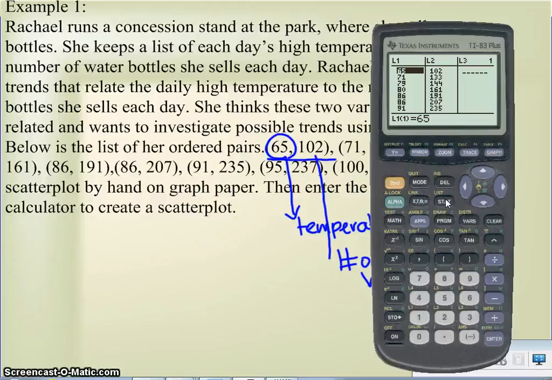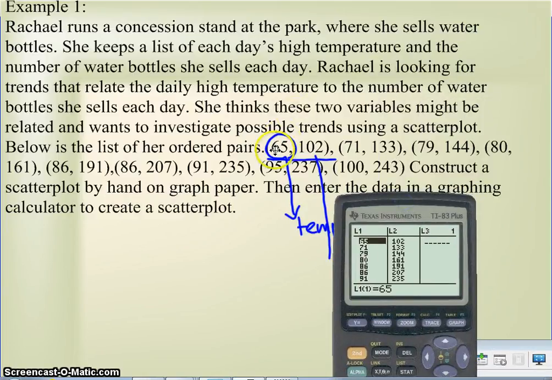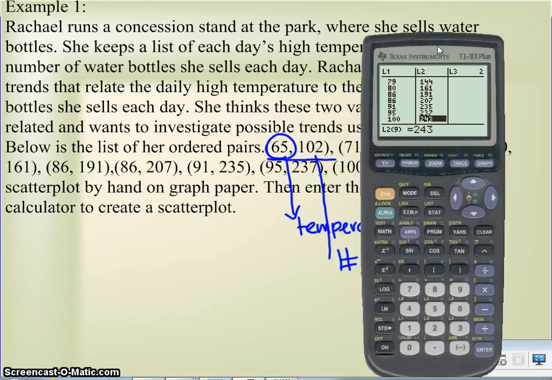Under L1, you'll notice all of my X values. So here I have 65, 71, 79, 80, 86, 86, 91 are all the things that are listed here on this part of the calculator. When I go over to list 2, I've got all of my Y values. So the 102, the 133, the 144, 161, 191, 207, 235, 237, and 243. So go ahead and take just a quick moment, press pause, get these entered, and then we'll go on to our next step.